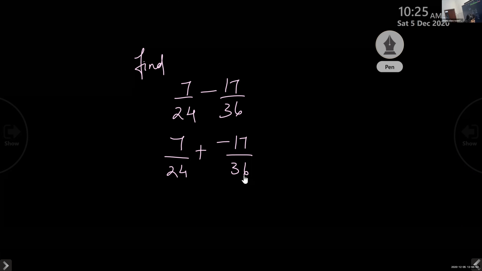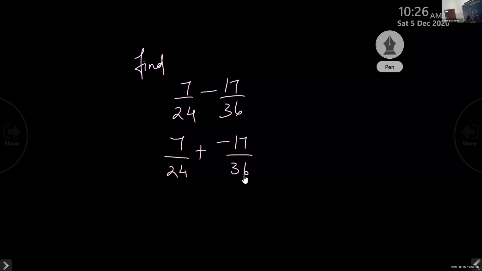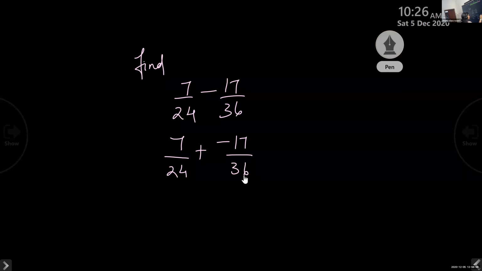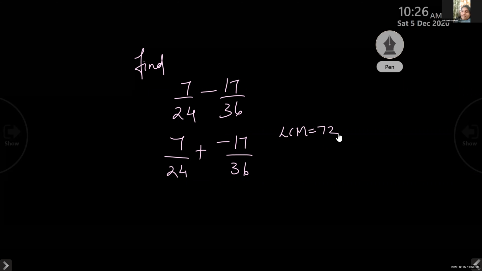Others also find out the answer, children. LCM you will get 72, isn't it? Yes, ma'am. LCM is 72. LCM of 24 and 36 is 72. Check. You can start with 2 and find it is 72. So 36 and 72.